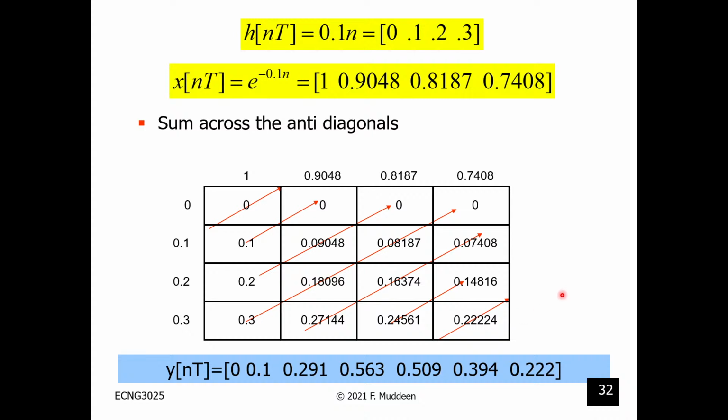Now, a good indicator to know how many values y of nT is going to have is to observe how many values we started with in x of nT and h of nT. So x of nT here had 4 values, and h of nT here also had 4 values. If you watch the y of nT signal here, which was the result, this has 1, 2, 3, 4, 5, 6, 7 values.